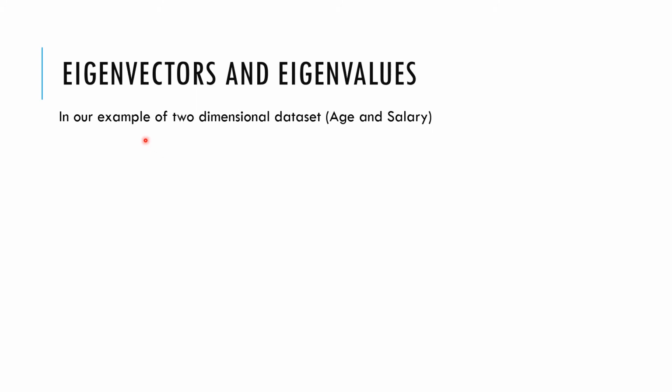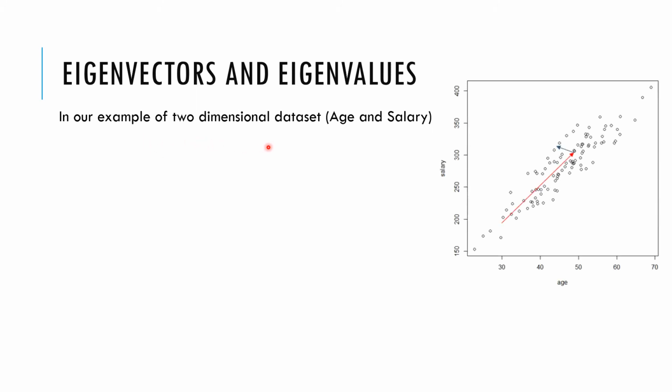So in that same example that we saw in the previous slide, salary and age, there are only two variables in the data set. And we saw that the variance is maximum in this direction and very little in this direction. Since there's only two-dimensional data, the data will vary only in two directions, right?